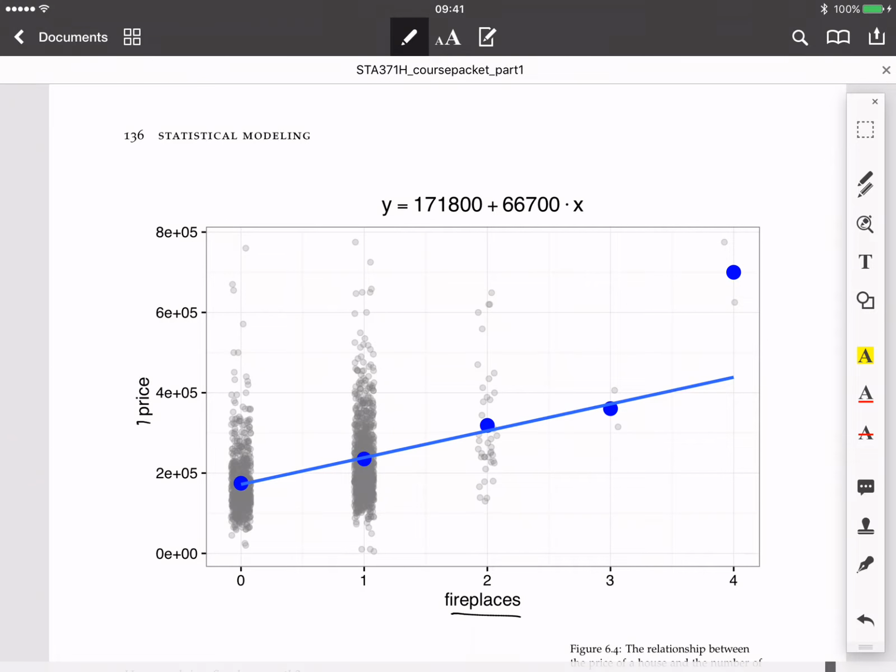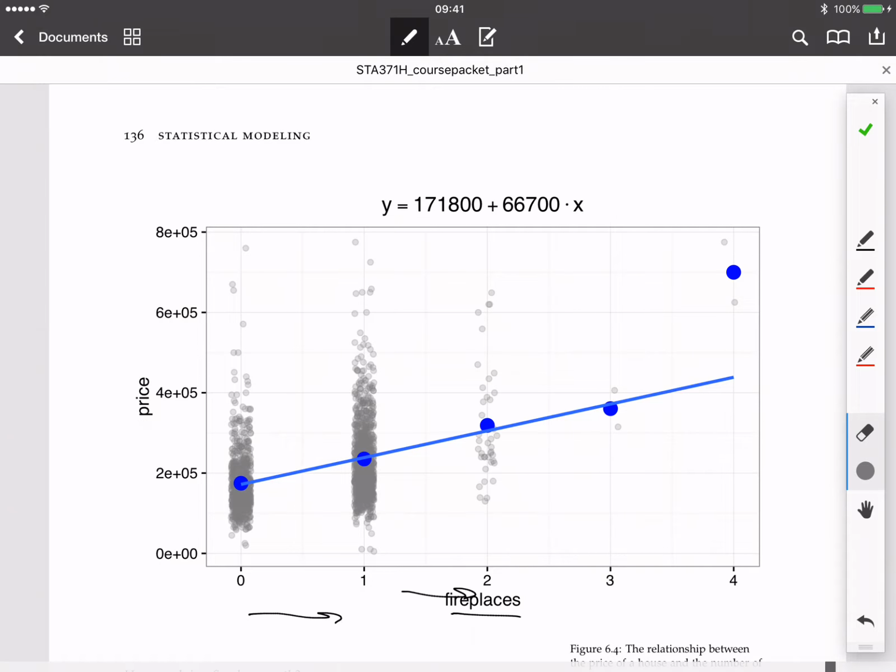Well, the naive answer that you get from running a regression of price versus number of fireplaces is estimated by this equation right here. And you notice the coefficient on fireplaces is about $66,700. So the interpretation of that is that for every extra fireplace you add, from 0 to 1, from 1 to 2, and so forth, you improve the value of your house on average by about $66,700.